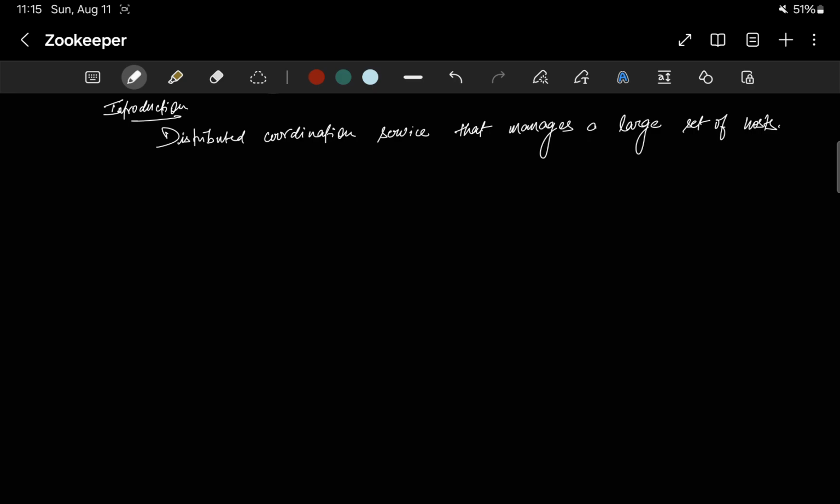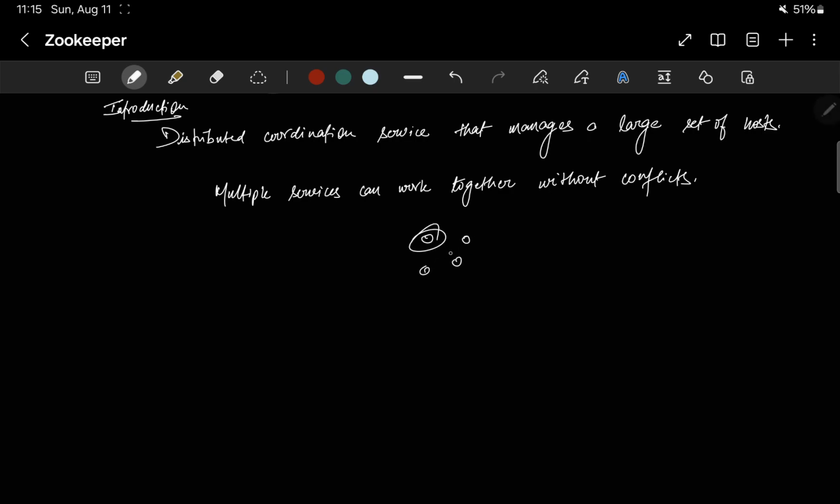ZooKeeper is designed to coordinate distributed systems, ensuring multiple services can work together without conflicts, right? Okay. It's particularly useful in scenarios where nodes need to maintain consistency, such as leader election, configuration management, and distributed locking, right? So every node needs to know which one is the leader. Otherwise, everyone will declare itself as a leader, right? So ZooKeeper helps in these things.